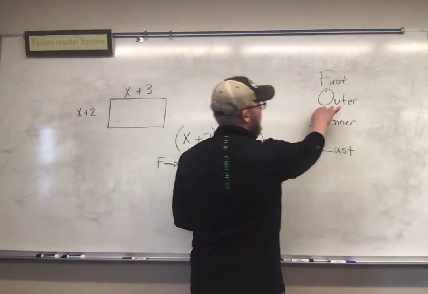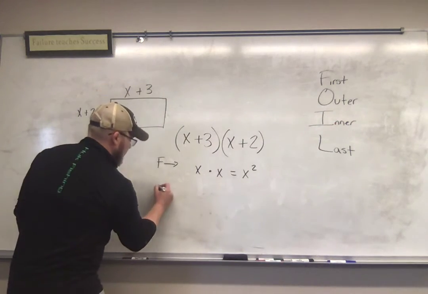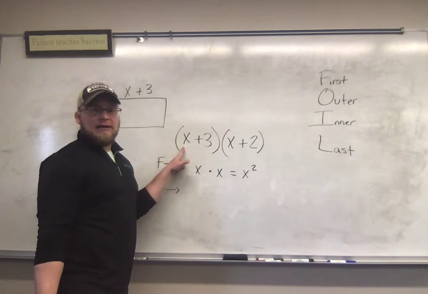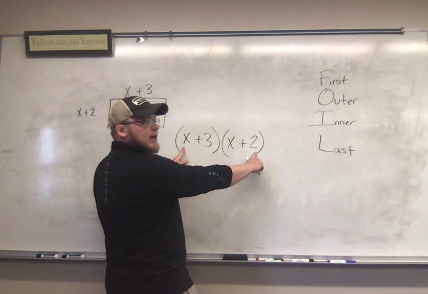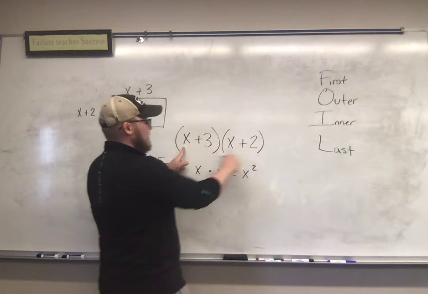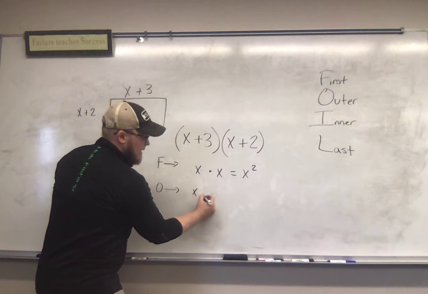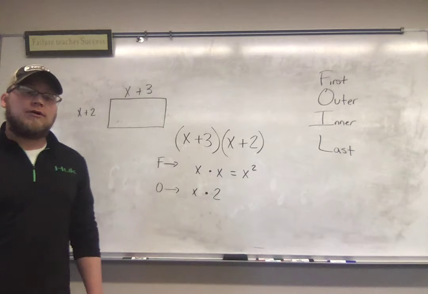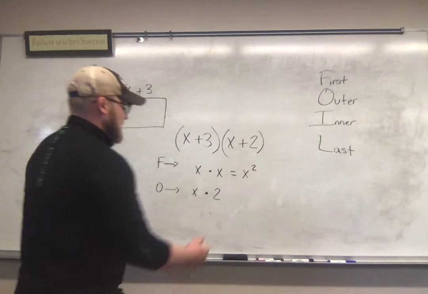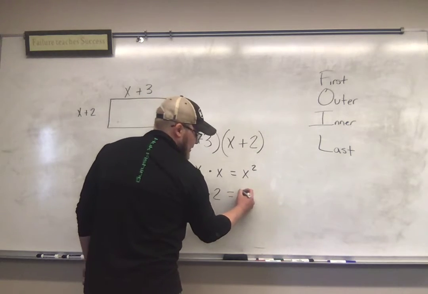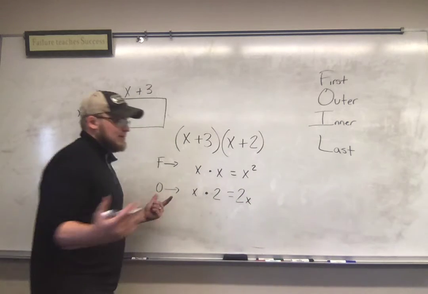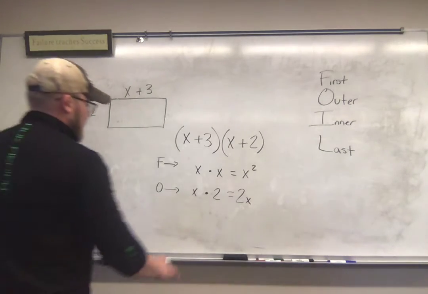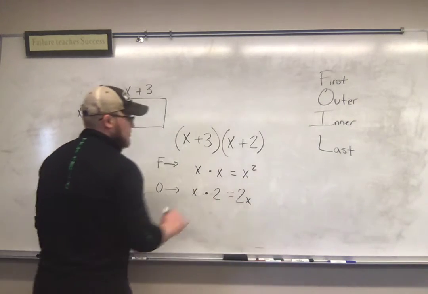Now let's go to the O. Now you do the outer numbers. The outer ones, this is on the outside and this is on the outside. So the first x you're going to multiply times 2. And again, you can't simplify this any further. X times 2 just equals 2x. That's the furthest it can go. So the outer numbers is x times 2, 2x.